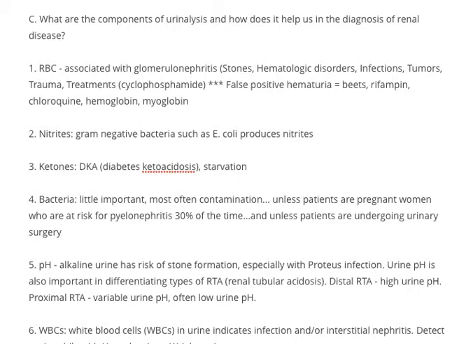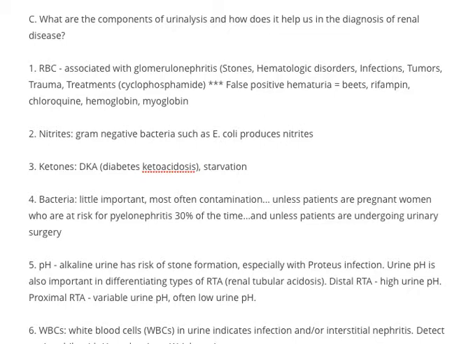Question number 3 we should be able to answer is what are the components of the urinalysis and how does it help us in the diagnosis of kidney disease? Number 1, red blood cells that often associate with glomerulonephritis, kidney stones, hematologic disorders, infections, tumors, trauma, or medications such as cyclophosphamide. However, we may find red blood cells that give us a false positive hematuria when we eat a vegetable called beets, or when we take medications such as rifampin, chloroquine, hemoglobin, and myoglobin.